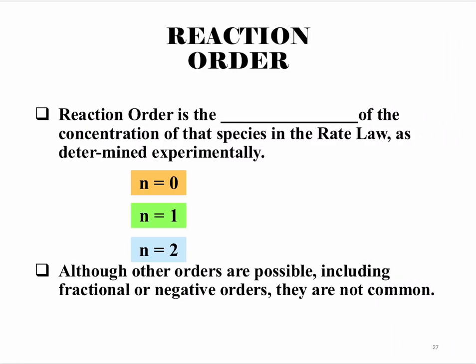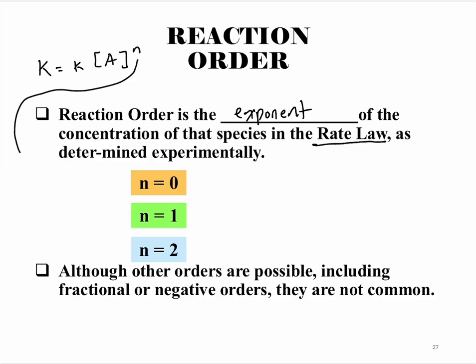And so the reaction order is the exponent of the concentration of that species in the rate law. And again, this is the experimental rate law as determined experimentally. So if we have something simple, A to the power n, this n is what we're looking at for each of these.